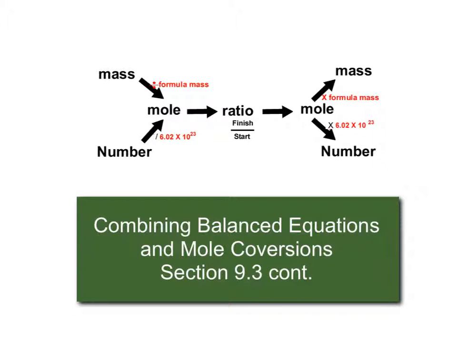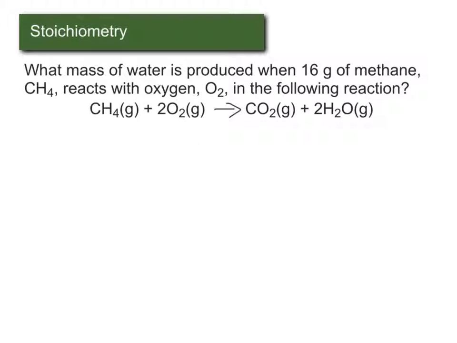So we're going to go through two examples of this in this video, and then we'll do a couple of examples in class as well. All right, so the first example we have is: what mass of water is produced when 16 grams of methane, which is CH4, reacts with oxygen, which is O2, in the following reaction? In this problem, we're just going from grams of one thing to grams of another thing, so we're going to need the molar mass of both of them. Let's do that first.